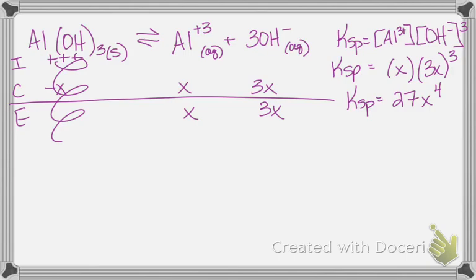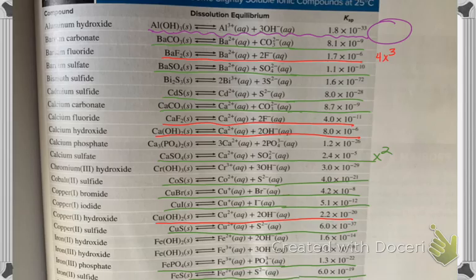So, going back to the Ksp table, anytime you see a 1 and 3, you're going to have 27X to the 4th. Oh, I see that I missed one earlier, didn't I? Or did I erase it? I missed this one as an X squared earlier.